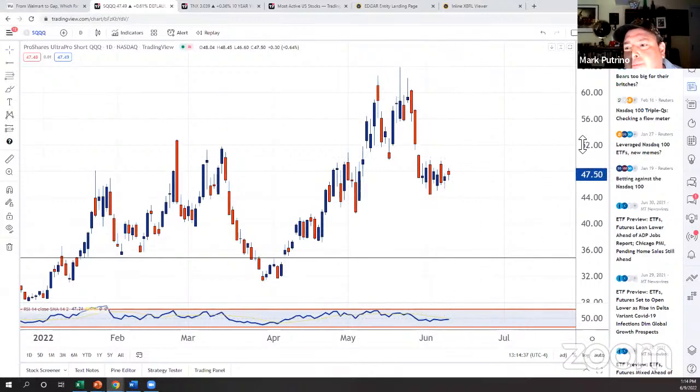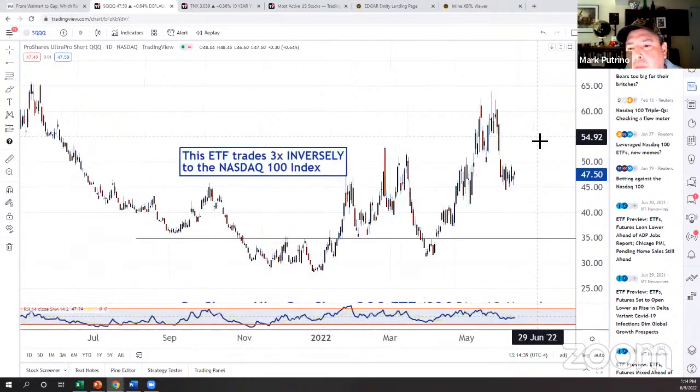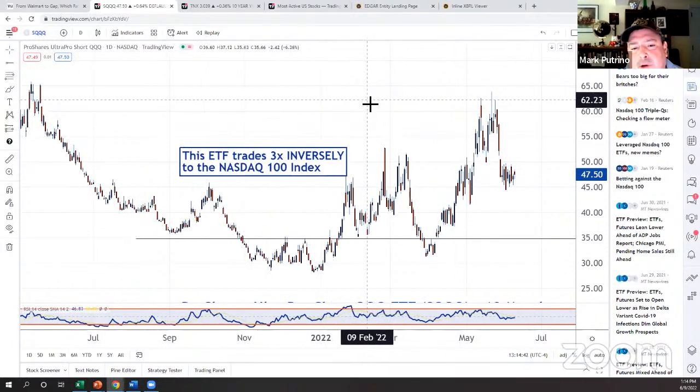So a lot of the students have been very successful with these inverse ETFs.